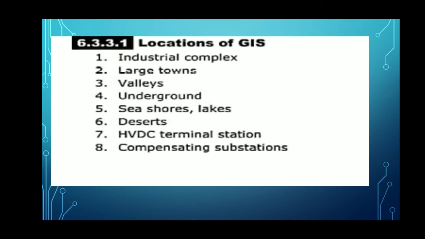Now we have to see the location of the gas insulated substation. A gas insulated substation is located in an industrial complex, large town, valley, underground area, seashore, lake, desert area, HVDC terminal station, or compensating substation. So these are the locations of the gas insulated substation.